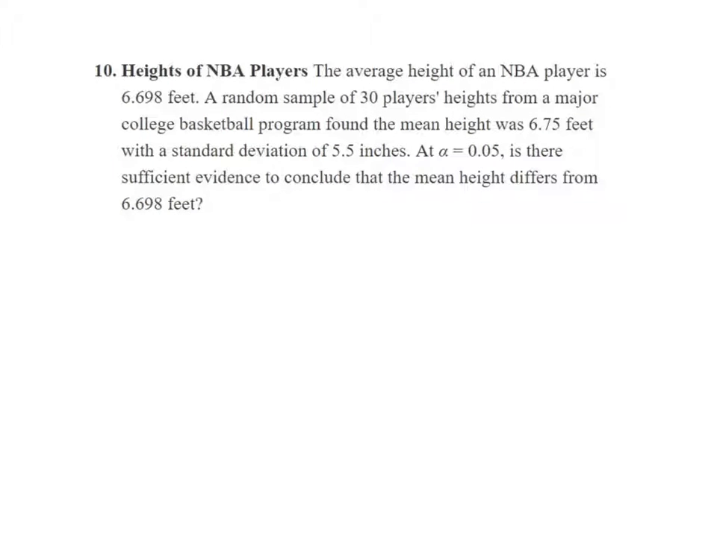So the first step is to state the hypothesis of any problem, and I'm going to read and decode this problem now. The average height of an NBA player is 6.698 feet. A random sample of 30 players from a major college basketball program found the mean height was 6.7 feet with a standard deviation of 5.5 inches. At alpha equals 0.05, is there sufficient evidence to conclude that the mean height differs from 6.698 feet?